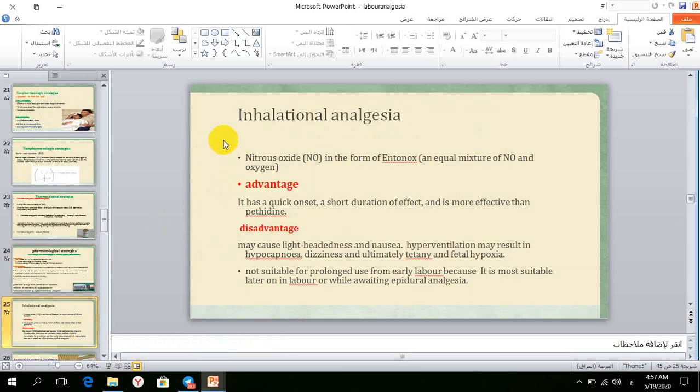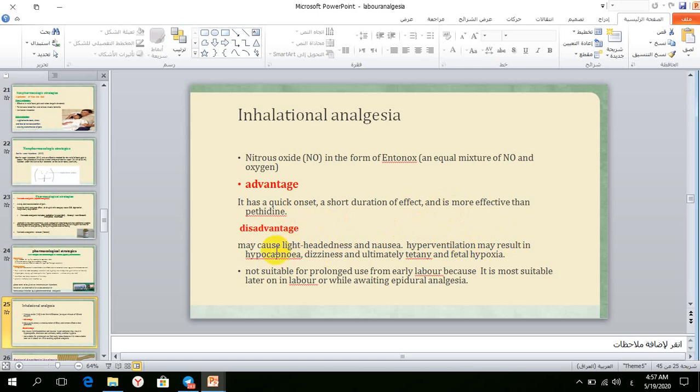الانهاليشنال analgesia اللي هي عندنا nitrous oxide in the form of Entonox, an equal mixture of nitrous oxide and oxygen. The advantage: it has a quick onset, a short duration of action, and is more effective than pethidine. أكثر فعالية من pethidine. Disadvantage: may cause light headedness and nausea.